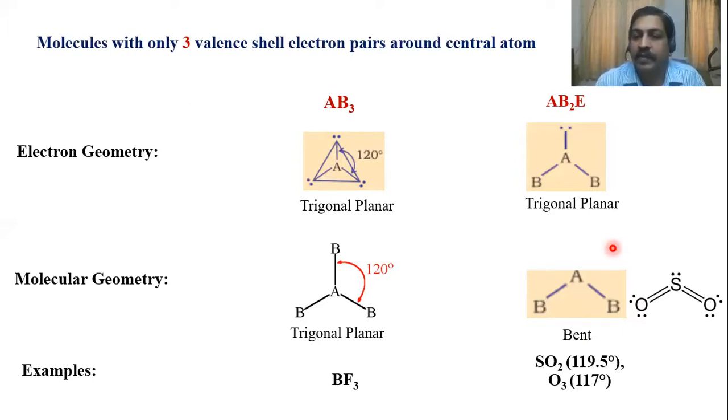So they can ask a similar question about ozone. So in case of ozone, there is a lone electron pair on the central oxygen atom. Due to lone pair bond pair repulsions, the bond angle in ozone is lesser than 120 degrees. So in case of ozone, the bond angle is 117 degrees.